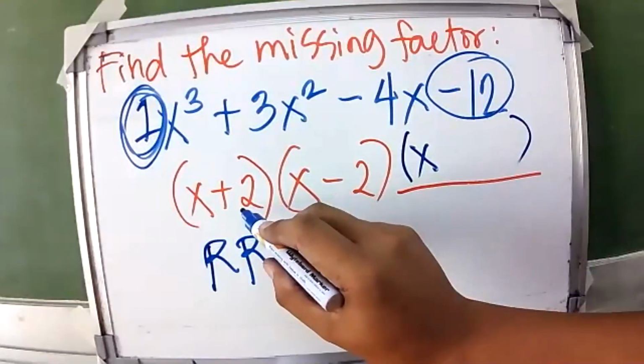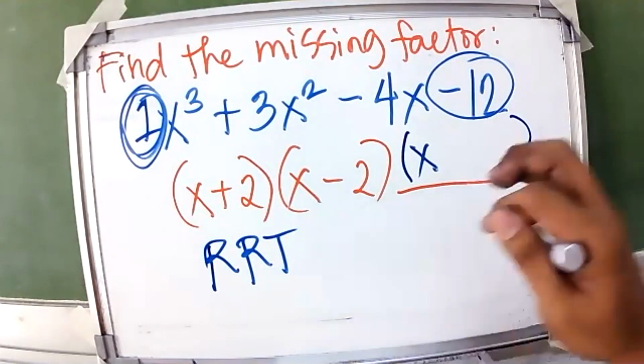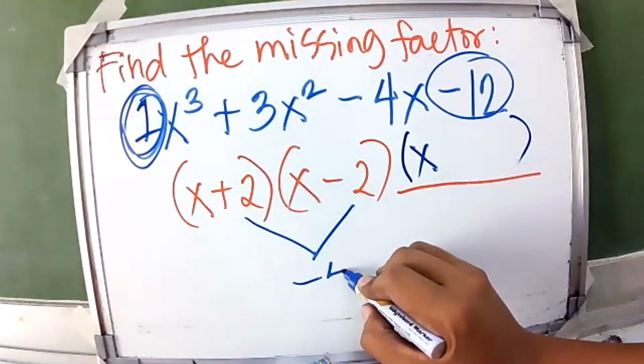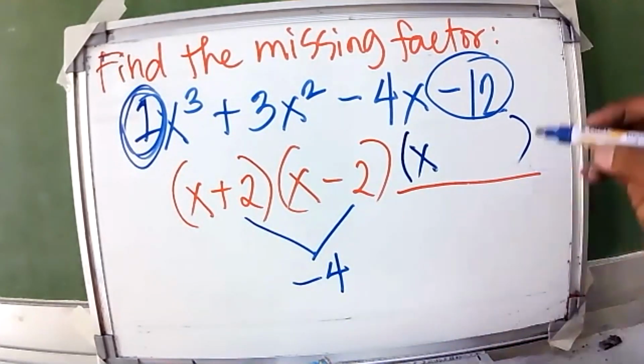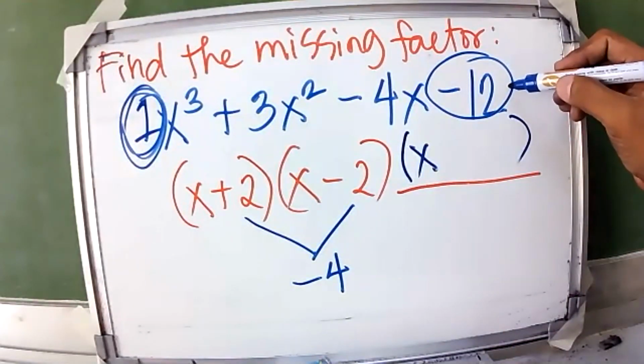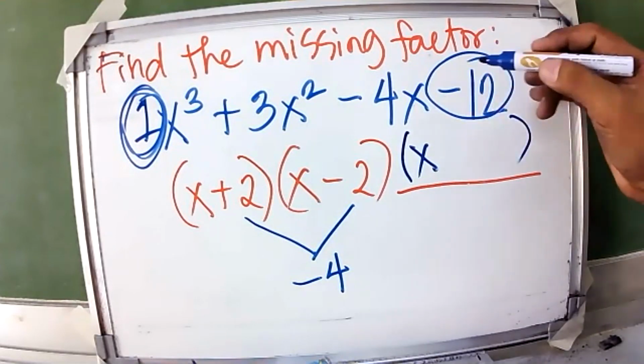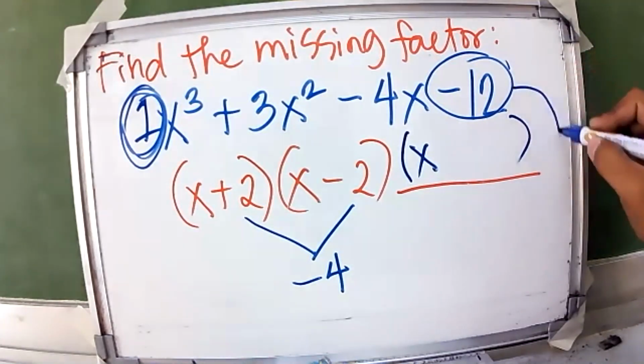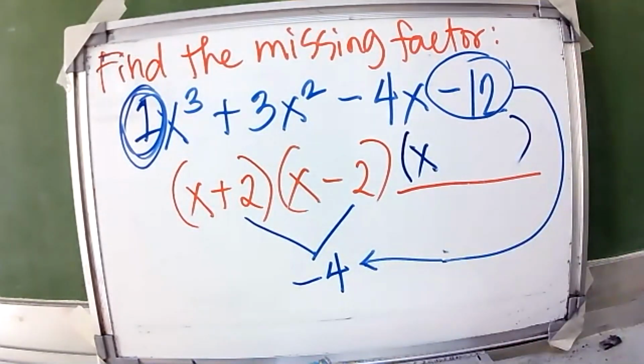Okay? We have here 2 times negative 2. 2 times negative 2, what's the answer? This is already negative 4. Can you follow? And we are getting the negative 12 as the constant of our given. So therefore, what will we do? We just need to divide negative 12 by negative 4. What is the answer? Negative 12 divided by negative 4. The answer is? 3. It's positive 3. Very good. So, positive 3 doon. And you're finished. That's how we find the missing factor.